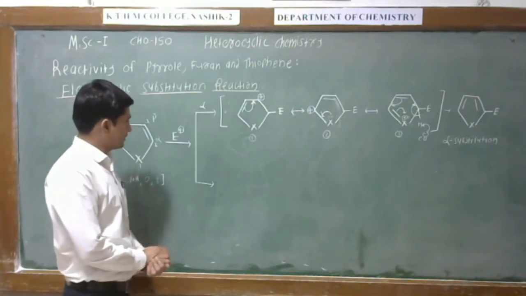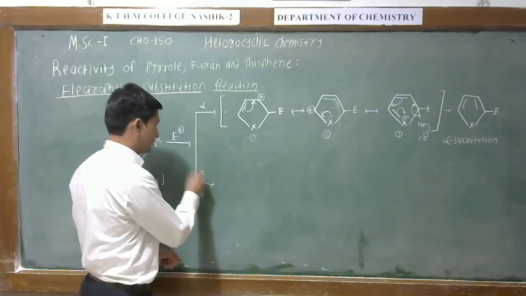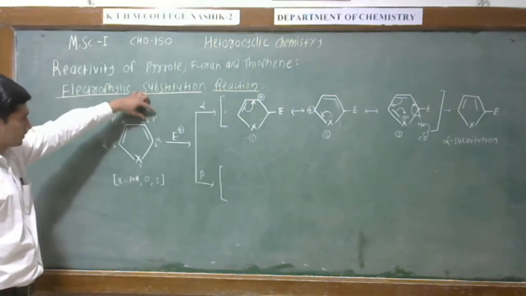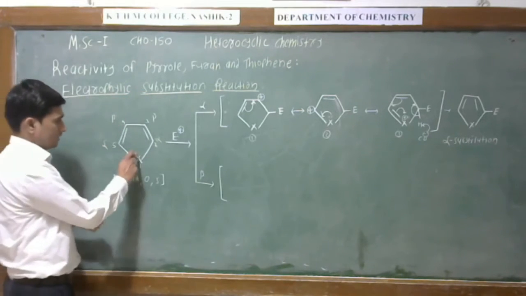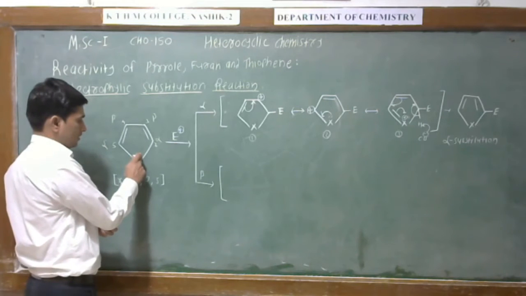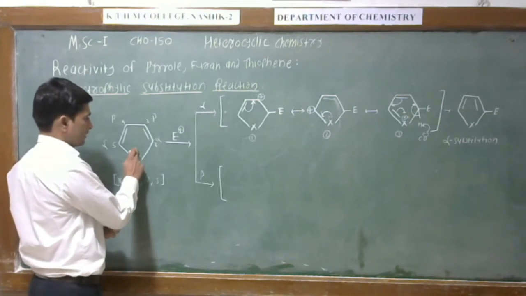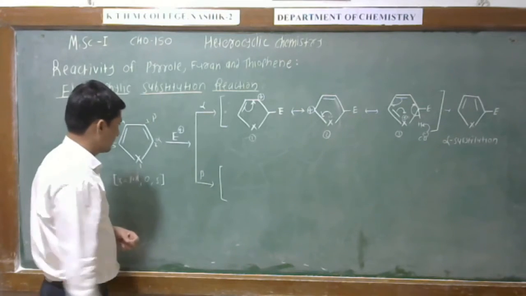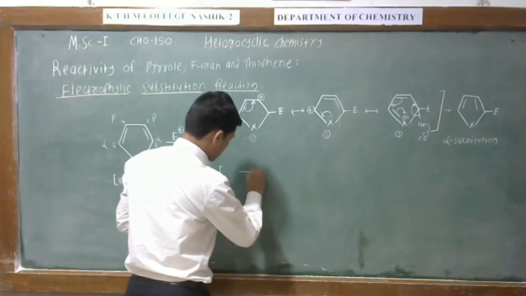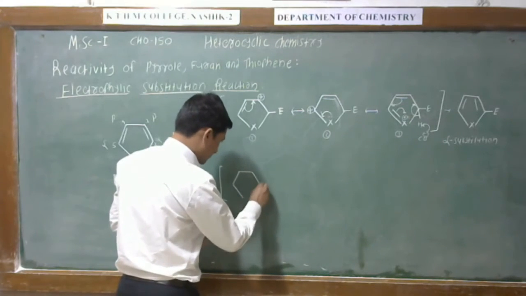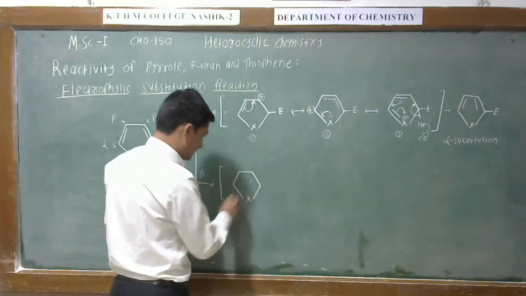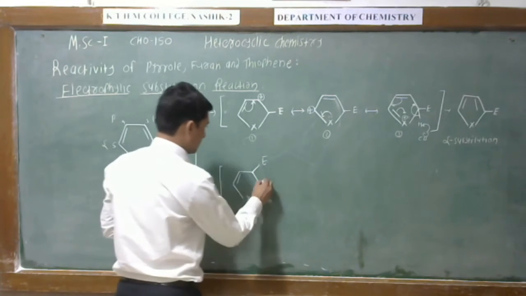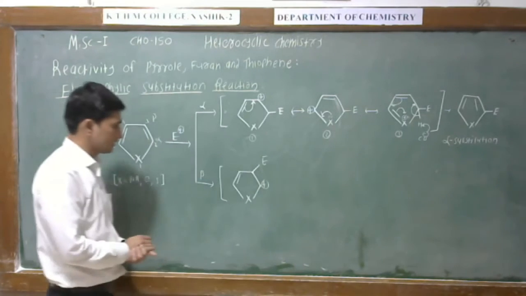Friend, let us now discuss the beta substitution. See, this is the beta position. When the lone pair of the heteroatom is attacked here, and this bond shifts onto the electrophile, the substitution will be at the beta position. This is the double bond, and this is the electrophile here. A positive charge comes here. See, this is the positive charge.